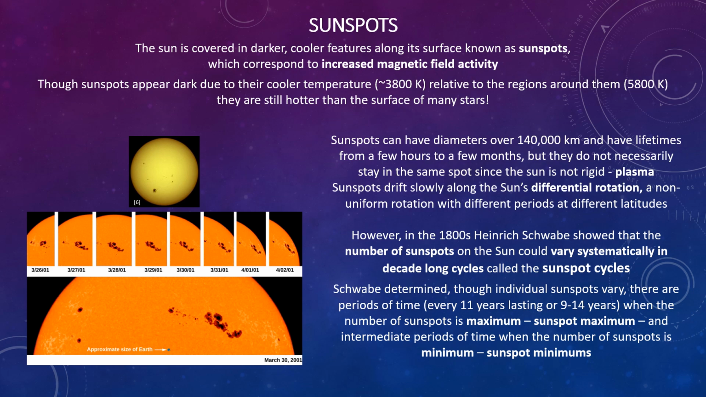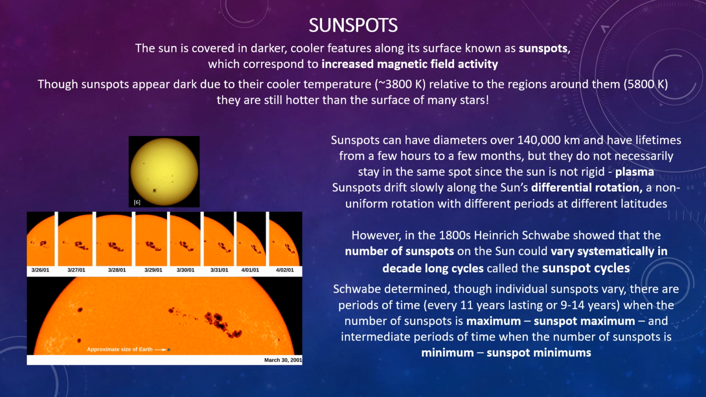In the 1800s, Heinrich Schwabe showed that the number of sunspots on the sun actually vary systematically in decade-long cycles, which are called sunspot cycles. And when you plot them out on a graph like latitude versus longitude, you get these patterns, which are called butterfly plots.